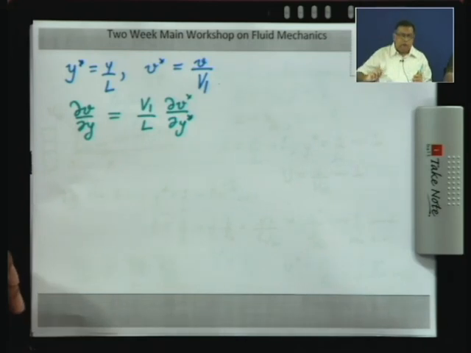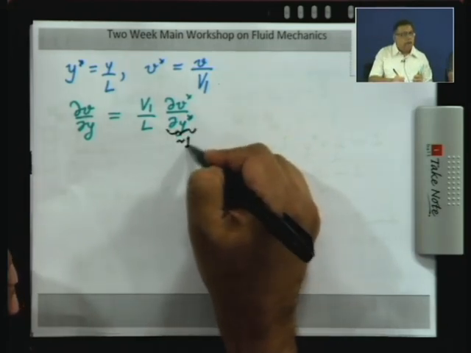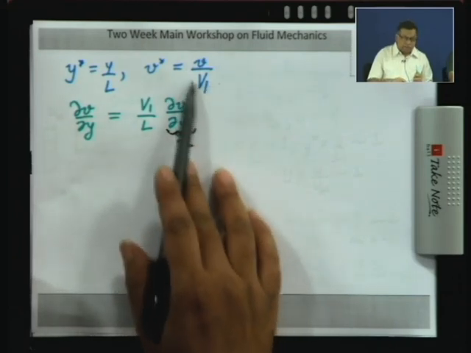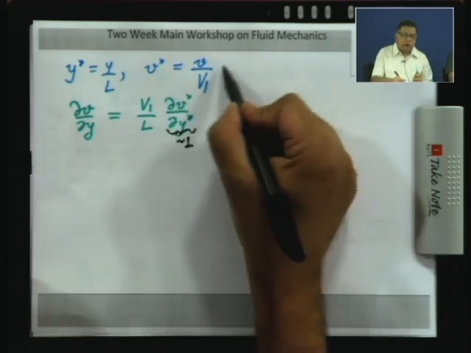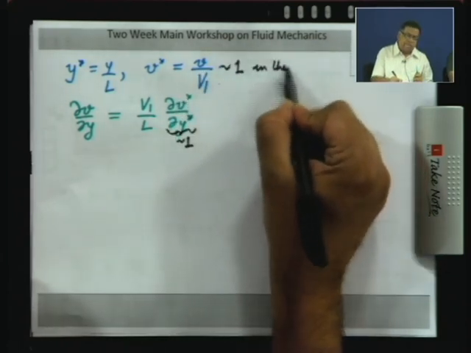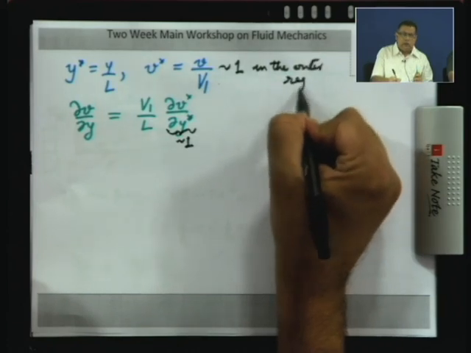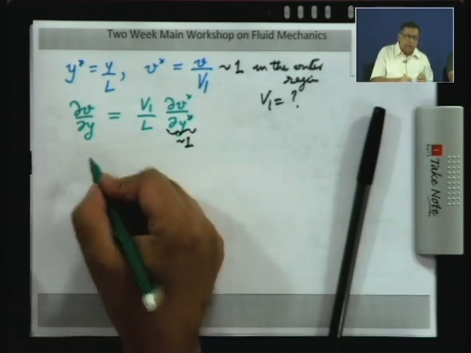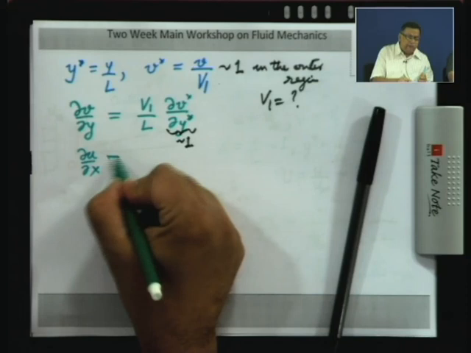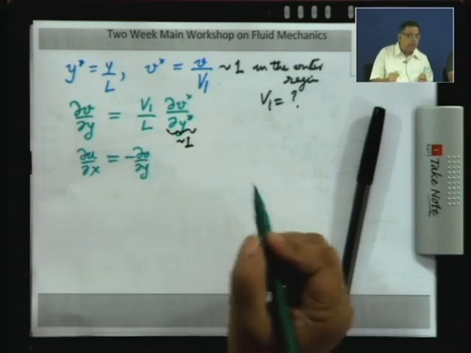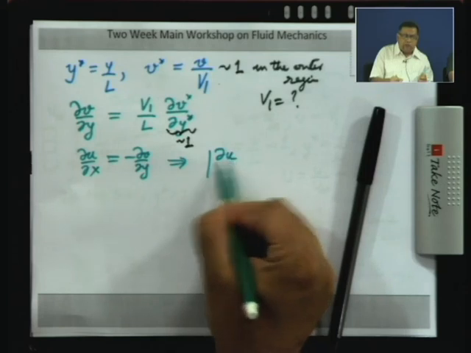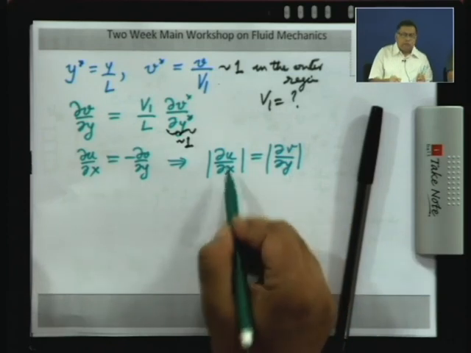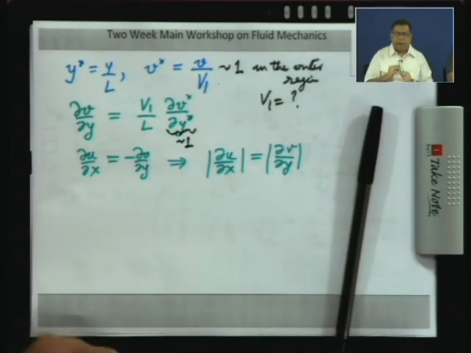Now, once again we are going to assume that this is order 1. The rationale for this is that y star is order 1 in this coordinate, and we are saying that the v 1 scale is such that v star is order 1 in the outer region, and our goal now is to determine what is v 1. Now, we have seen that del u del x is minus del v del y from the continuity equation. That means that the absolute value of del u del x is equal to the absolute value of del v del y. So, del u del x and del v del y must be the same order of magnitude.